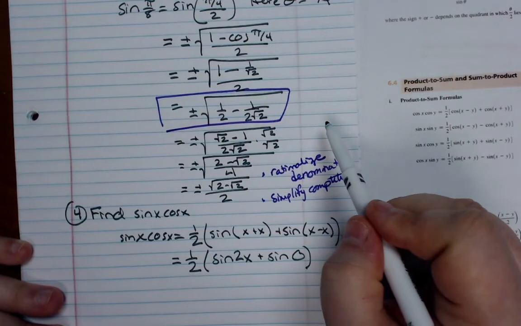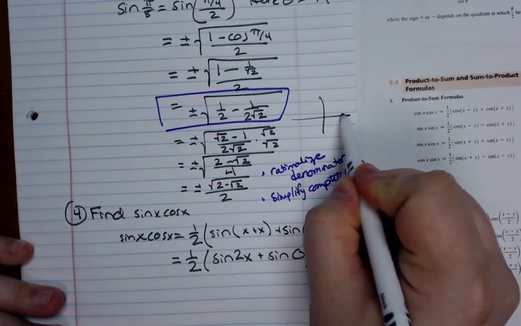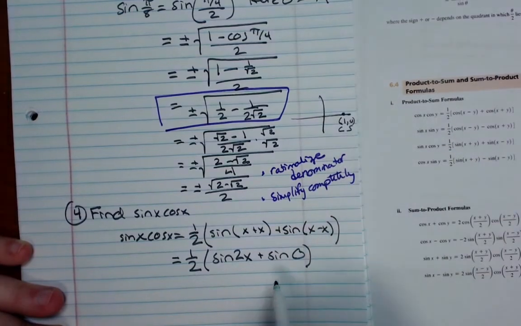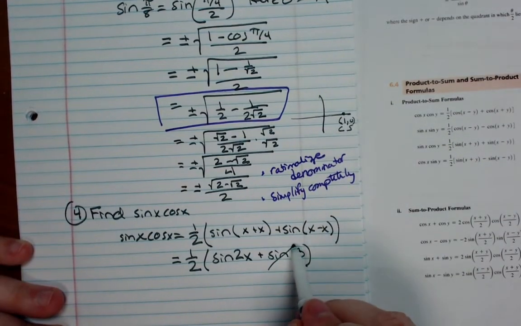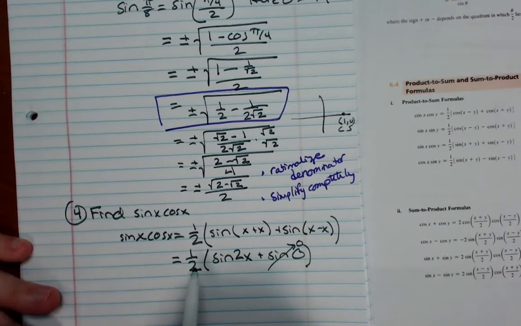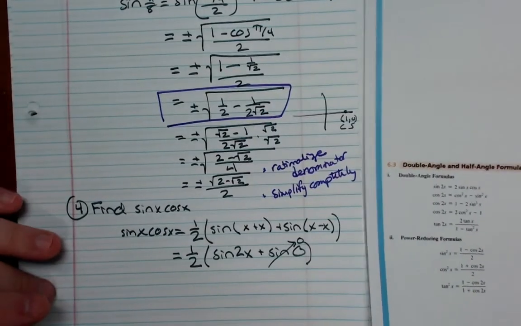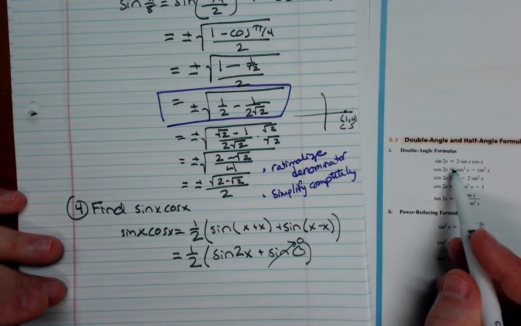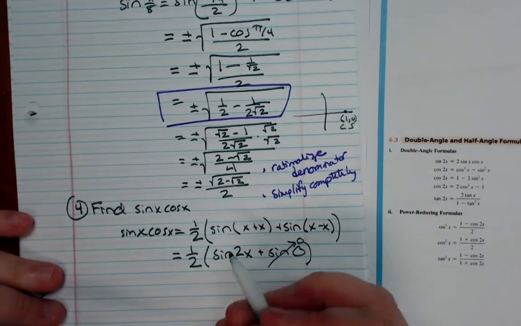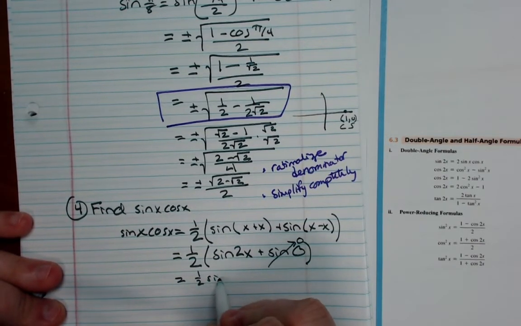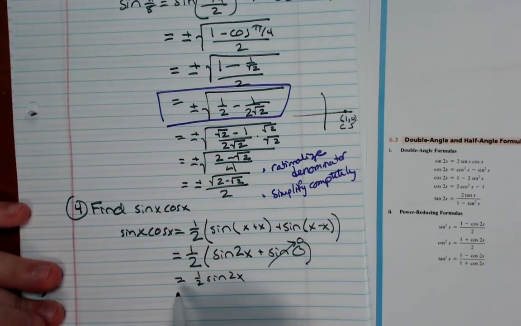So let me write our unit circle. X is 1, y is 0, cosine sine. Sine of 0 is 0, so that's 0. Sine of 2x, we have a way to rewrite that. You're going to see what happens. So this sine x cosine x is half sine 2x. You can stop there.